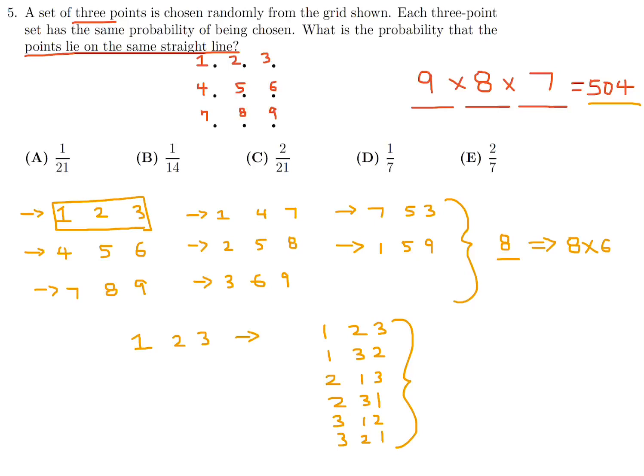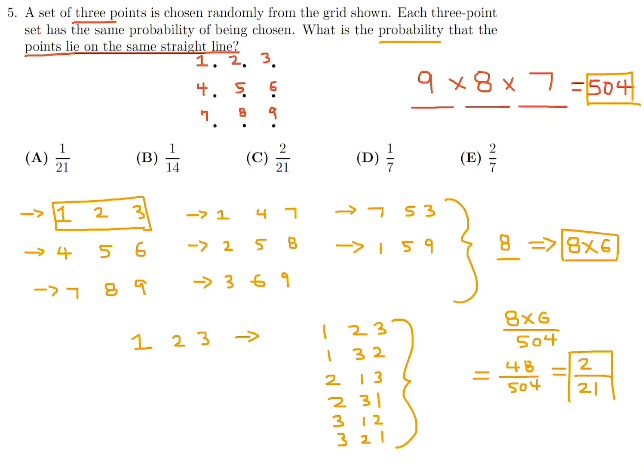That's the number of different combinations. So you take this and divide it by 504 to get the probability. So let's do that. 8 times 6 divided by 504. And this is 48 over 504. And let's see here. Does this divide top and bottom? Let's see. If I divide by 24, I'll get 2 on the top. And on the bottom, I'll get 21. So this is definitely in lowest terms. And let's see. Number 5, that would be C.